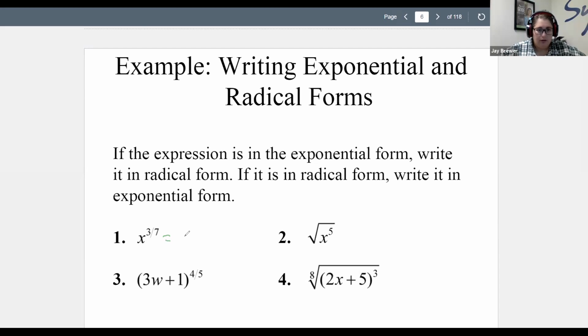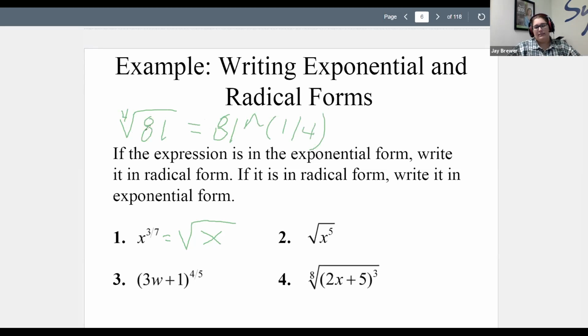Now, before I told you if you were taking the 4th root, you would raise it to the 1/4 power. So we're going to do kind of the same thing. We know it wants to have a radical. We know the radicand is x because that's the base. And then we just have to figure out our 3/7. So what do you guys think? If our last example was the 4th root of 81, and I said another way to write it in the calculator was 81 raised to the 1/4, if you guys kind of look at that example, how do you think we're going to finish this problem out?